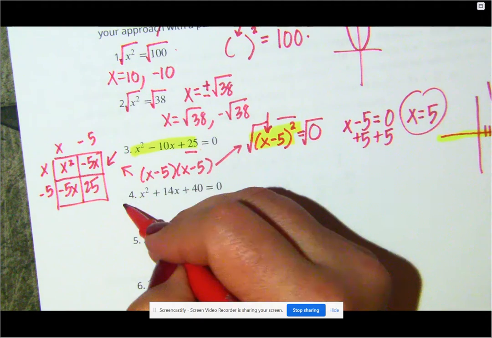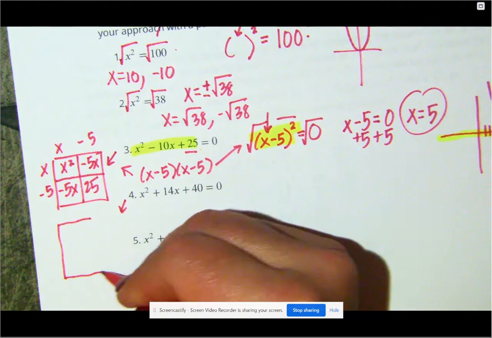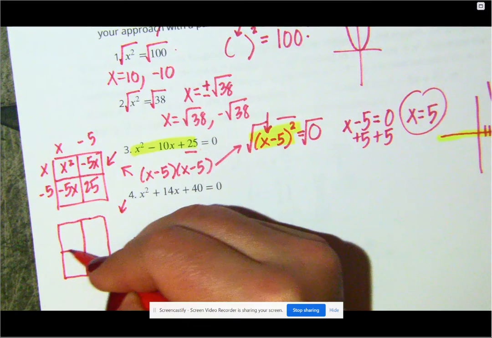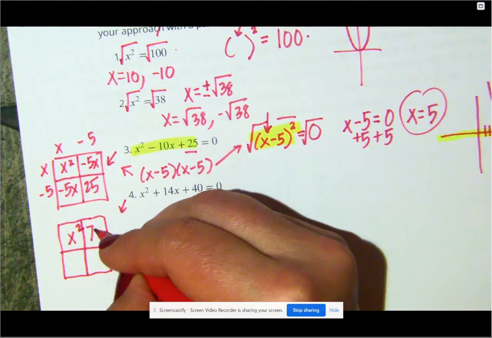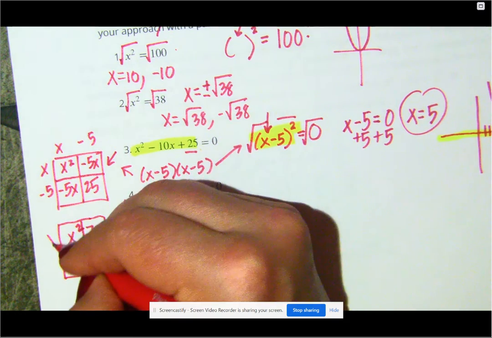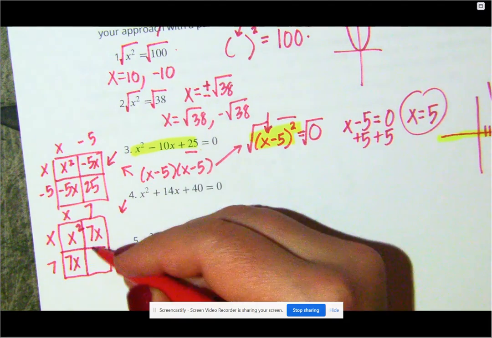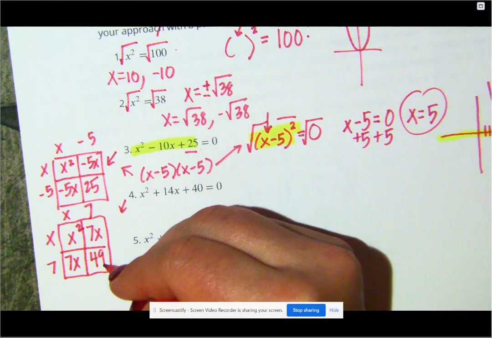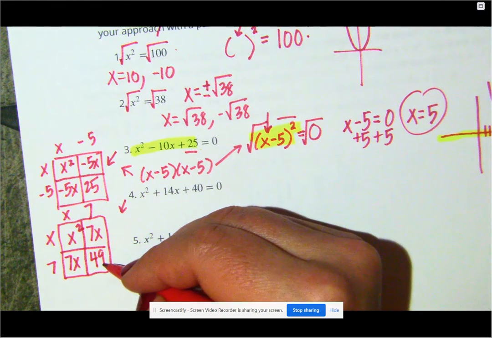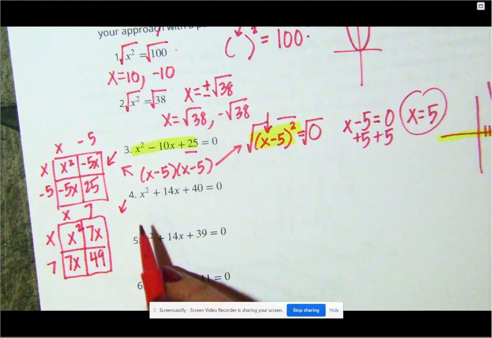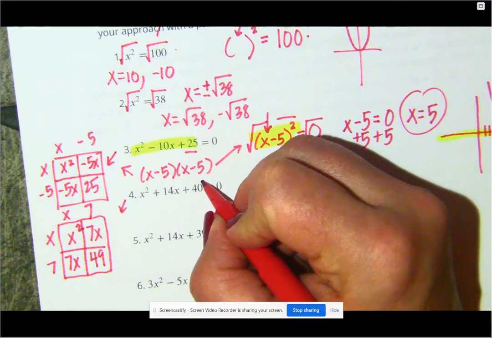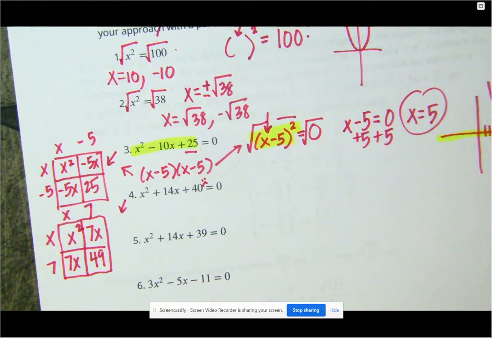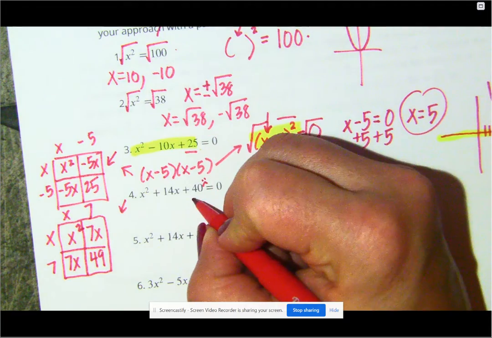Let's see if this one is already a perfect square. So I've got x squared. I'm going to split the 14 in half. I get 7 and 7. This would need to be 49 because 7 times 7 is 49. If this was 49, I could rewrite this as x plus 7 squared. Uh-oh, it's only 40. But I can change that. I can turn that into a 49. I'm going to add 9.